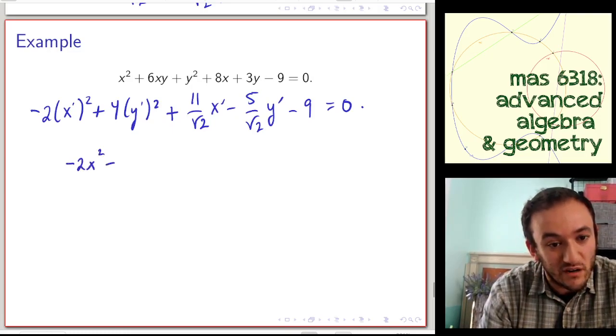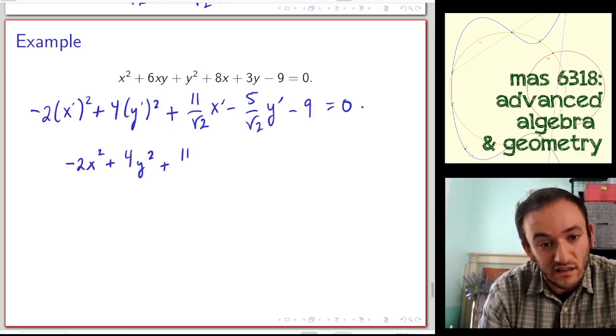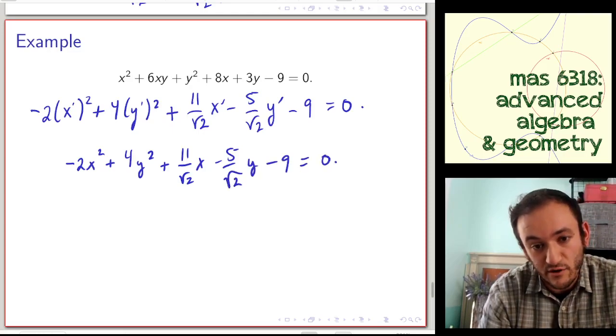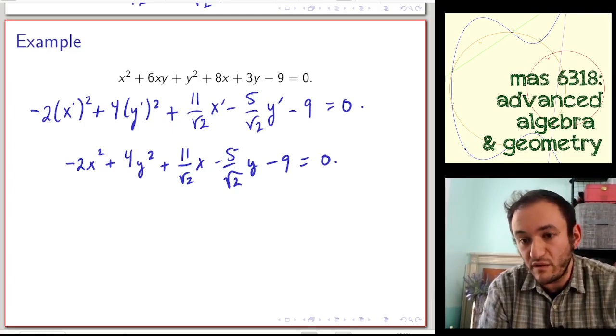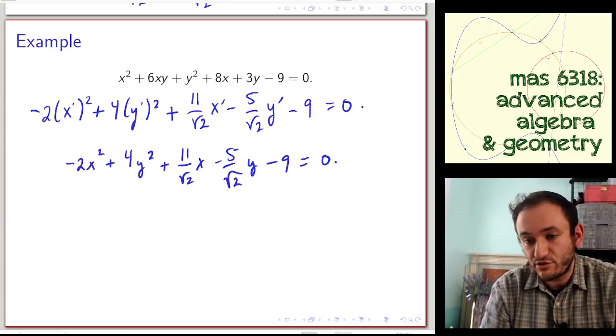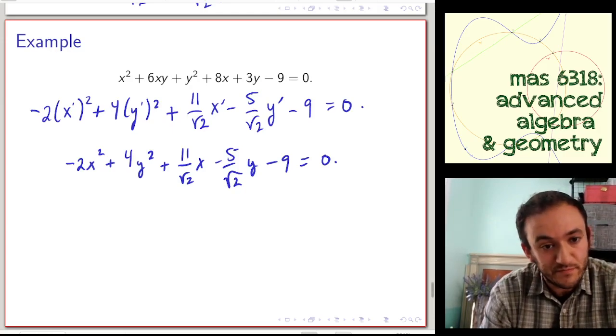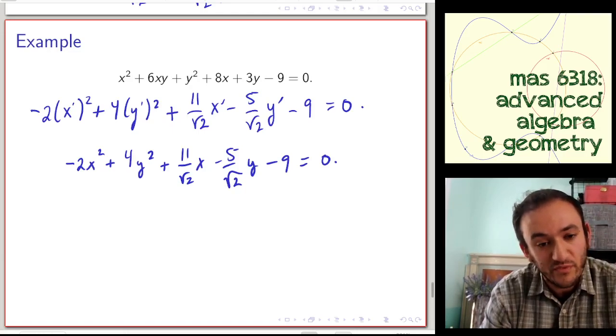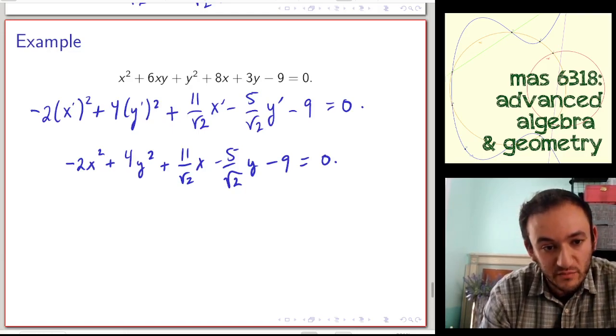Minus 2x squared plus 4y squared plus 11 over root 2 x minus 5 over root 2 y minus 9 equals 0. Okay, and then we'll keep in mind that we have to change our basis when we're actually trying to represent the original hyperbola, the original conic. Pretend we don't know it's a hyperbola at this point. Okay, so now we can complete the square.